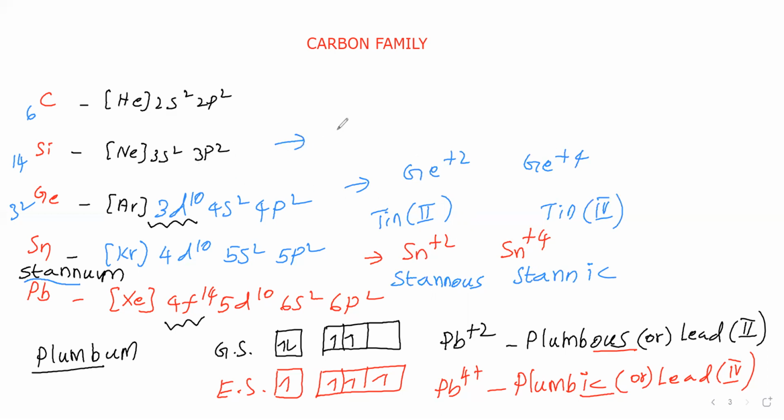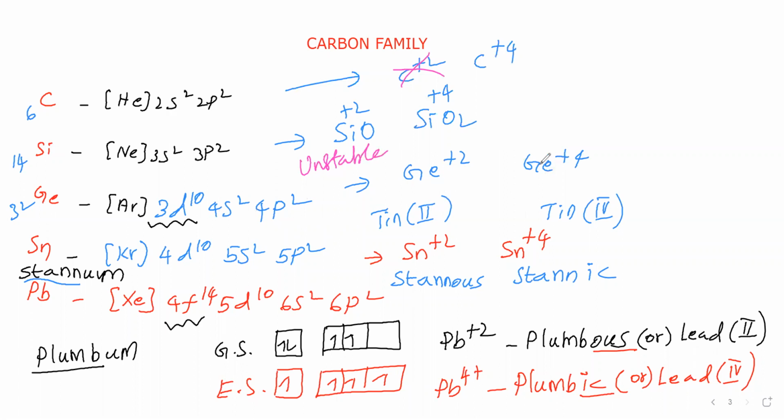Silicon is showing +2 in this compound, but it is stable only at very high temperature. Therefore this oxidation state is highly unstable. So mainly it shows SiO2, where the oxidation number is +4. Carbon is not at all showing +2. Here also it is very highly unstable.